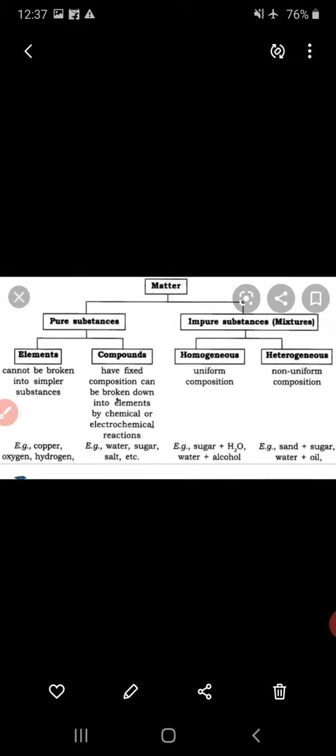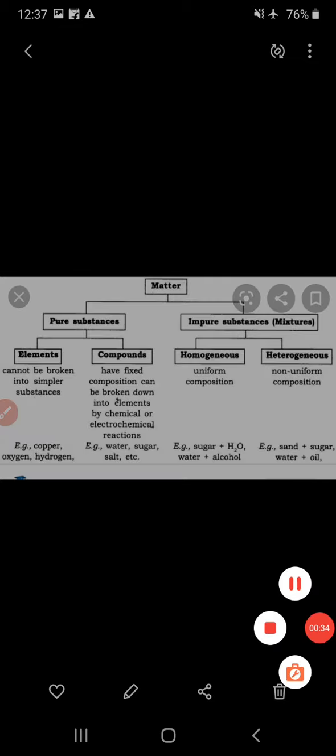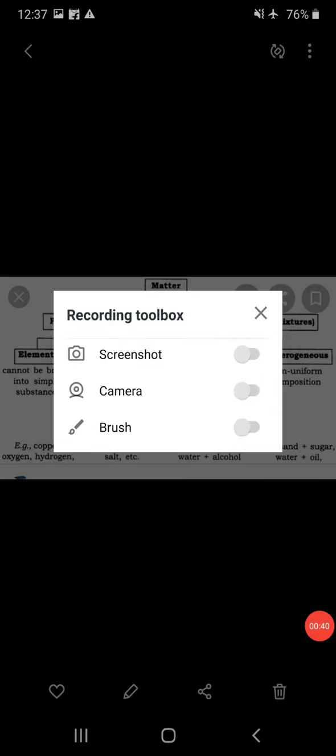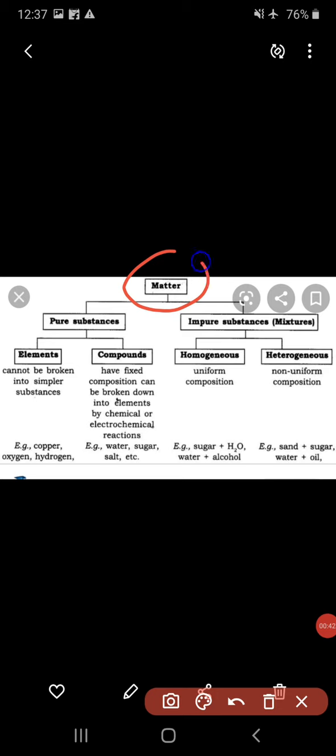In the previous class we learned about matter. What is matter? Any substance which occupies space and has mass is called matter. Now matter is classified into pure substance and impure substance. Impure substance means mixture. Now again, pure substance is classified into elements and compounds.